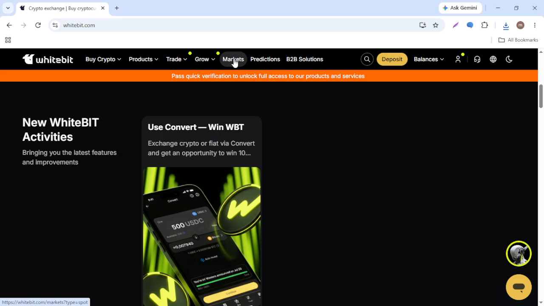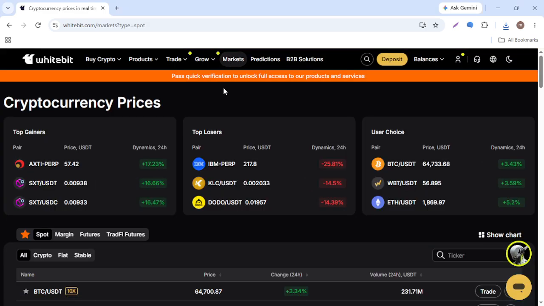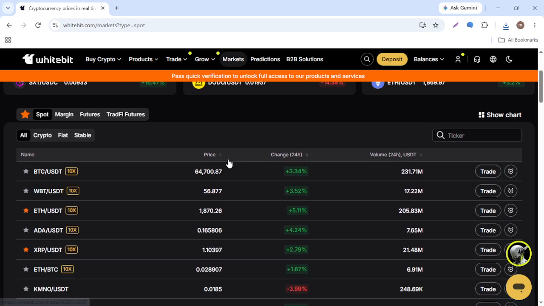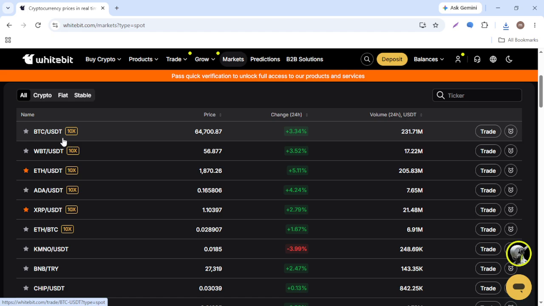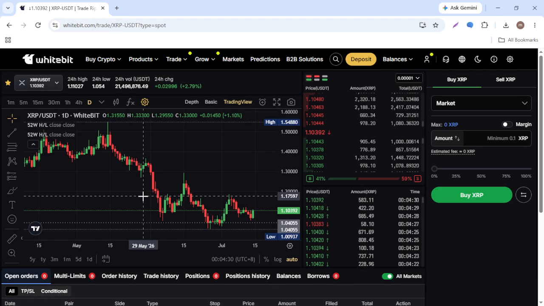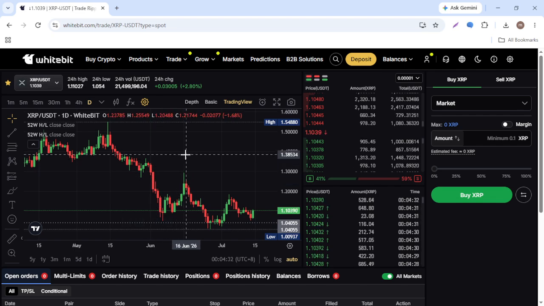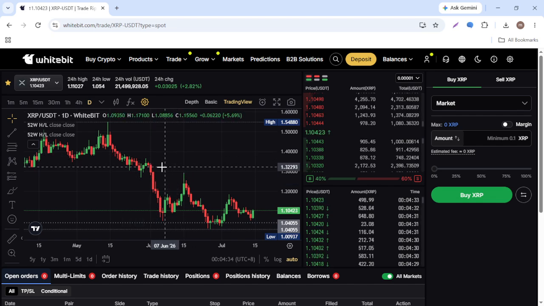This is where you'll find all of the cryptocurrencies available for trading on the platform. Next, search for the cryptocurrency you're interested in by using the search bar or browsing through the list of available trading pairs. Once you've found it, click on the trading pair to open its market page. On the trading page, you'll see a variety of market statistics displayed alongside the price chart. These figures update automatically to reflect the latest market activity.